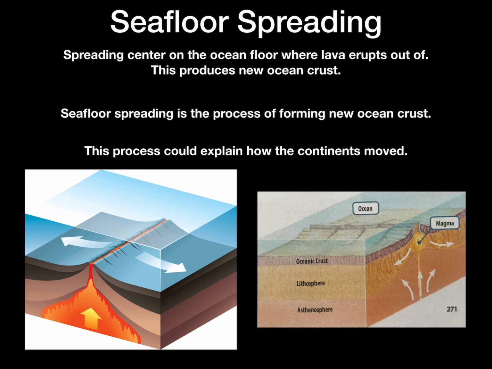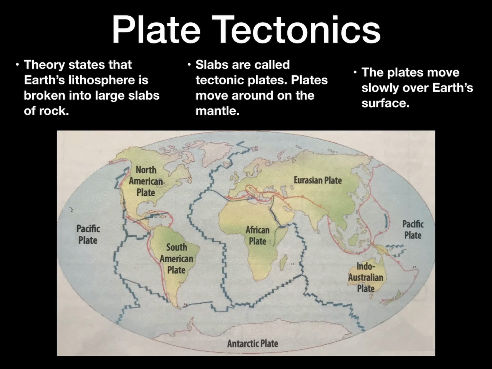The lithosphere is the layer of the Earth that is right below the ocean crust. So it is a layer of the Earth. They're saying that this lithosphere is actually broken into large slabs of rock. It is not solid. It's almost like a jigsaw puzzle in that they're all connected, but they are not physically attached to one another. They are just kind of next to one another.